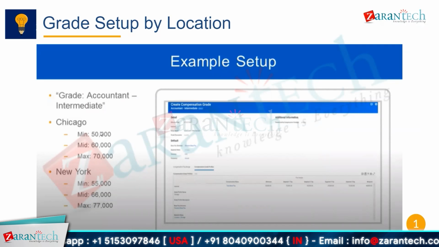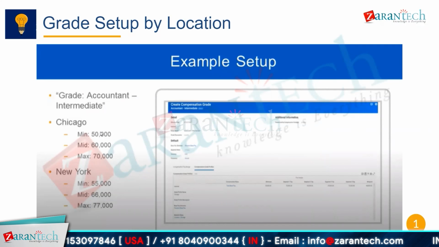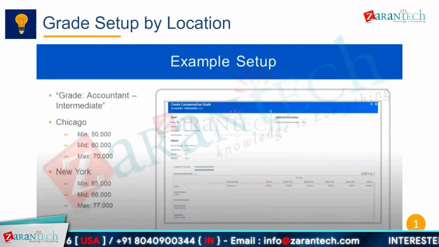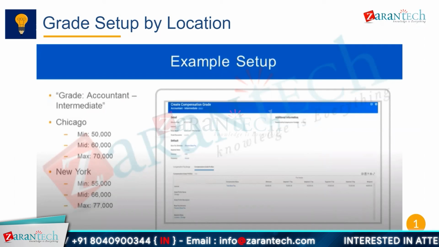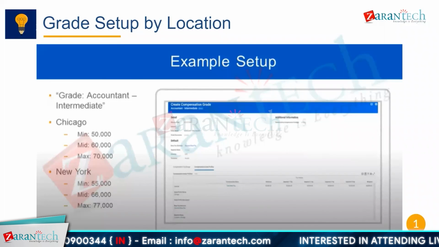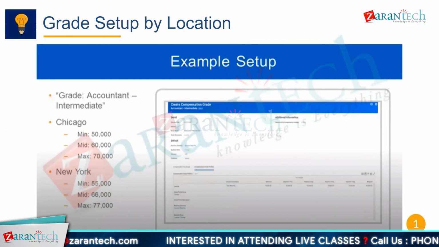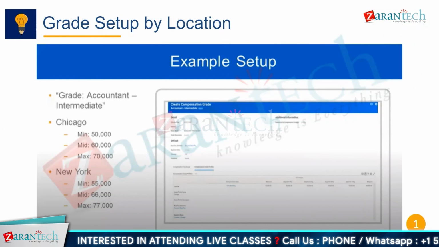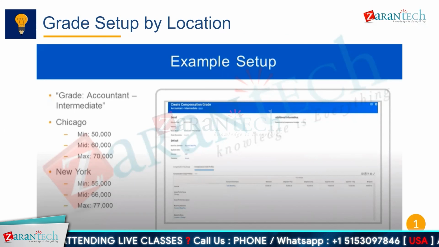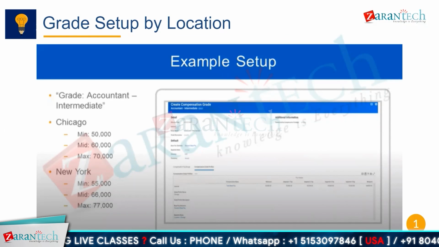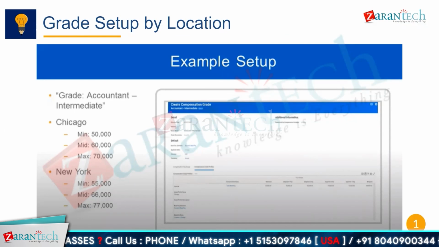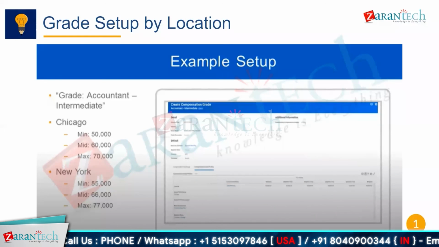When we talk about grades and grade profiles, especially grade profiles, we can set them up by locations. For example, an accountant intermediate in Chicago would have a minimum of 50,000, maximum of 70,000, and the midrange would be 60,000. But for the same grade, if that person is working in New York or in California, their minimum and maximum could be different because of the cost of living in those states or any other specific requirement for that location.